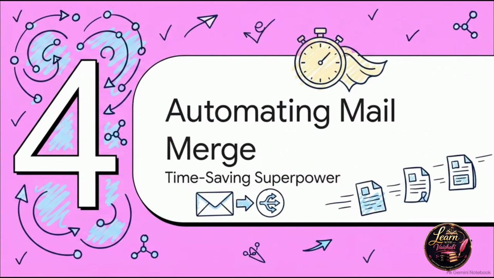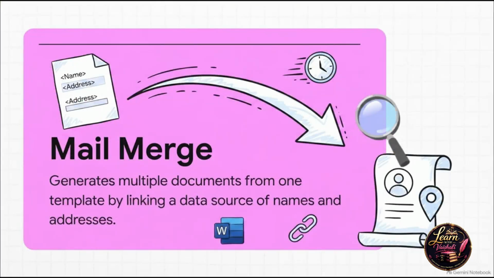Next up, Section 4, Automating with Mail Merge. Okay, this right here is what I like to call the ultimate time-saving superpower in MS Word. Let's define this clearly so we're all on the same page. Mail merge is a feature that generates multiple documents from a single template by automatically linking it to a data source, like a list of names and addresses. So, you have your main format, you have your recipient data, and Word just seamlessly combines them for you.